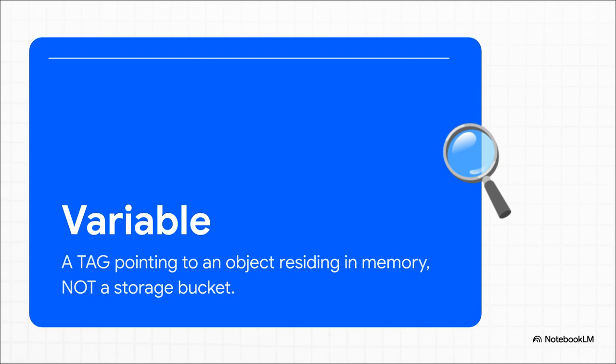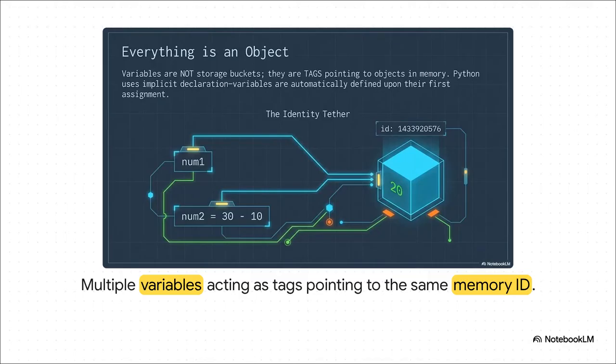A variable is simply a tag, like a little sticky note or a name tag, that gets tethered to a specific object already sitting in the computer's memory. This concept of an identity tether is a massive aha moment for a lot of developers. Python actually creates variables automatically the first time you assign them. We call that implicit declaration.